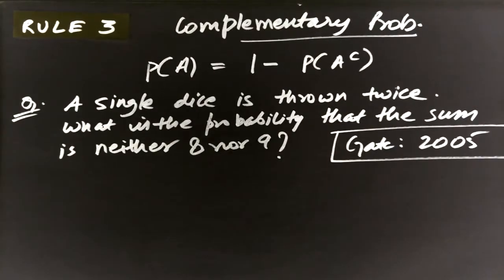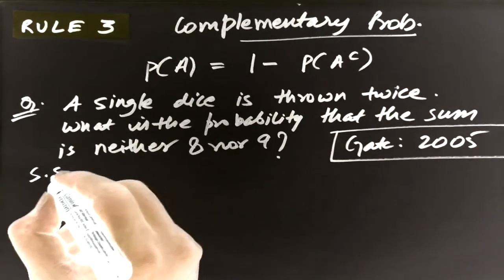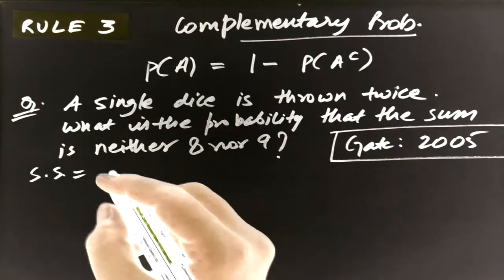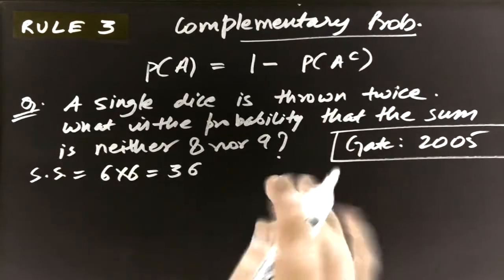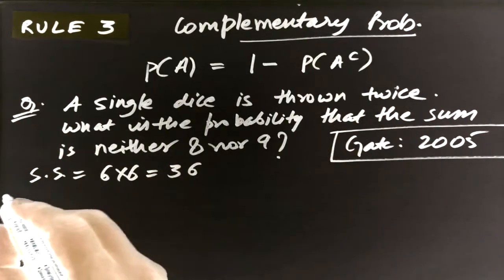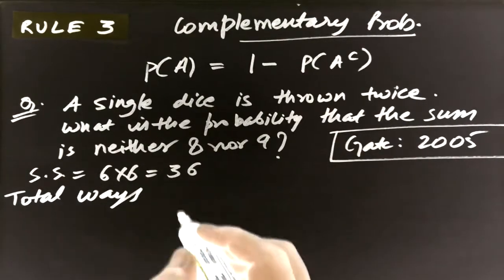A single dice is thrown twice. What is the probability that the sum is neither 8 nor 9? So let's attempt this question. Sample space is the total number of ways, since it will be thrown twice. So it will be 6 times 6, 36 total ways.